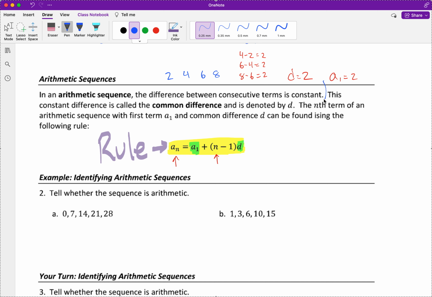I want to just use my little example that I was using up here. I would write the rule for this and say it's a_n equals the first term, which was 2, plus n minus 1, and then my common difference was 2.